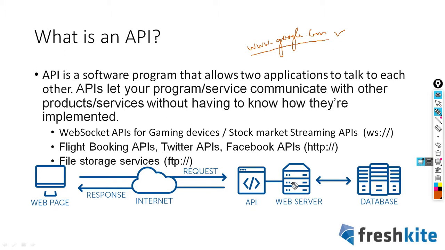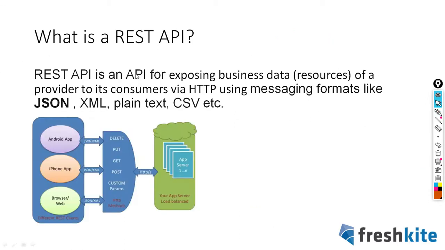Usually this is what is called a REST API: invoking a function in the web server using HTTP. Now what is a REST API? It is an API for exposing business data of a provider to his consumer via HTTP. As I told you, the stock market exposes the share price, so if you call the corresponding API, it will return the stock price to you.